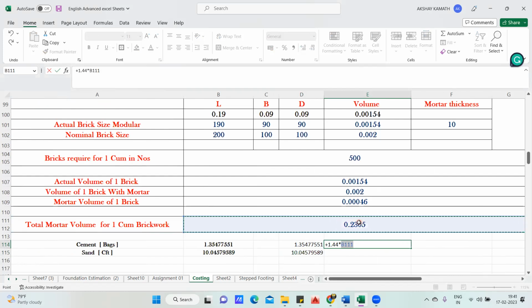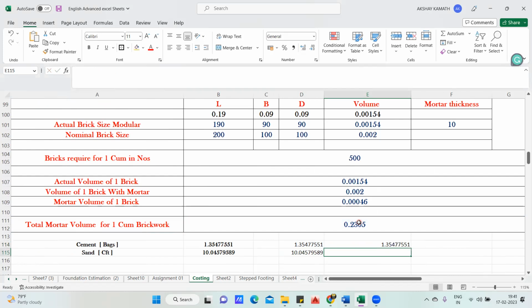Take this mortar quantity, multiply by cement ratio, that is 1. You divide it by total ratio, that is 1 plus 6. Close the bracket, and then you divide this by 0.035 and hit the enter button. How much you got? 1.35. How much I got? Same thing.